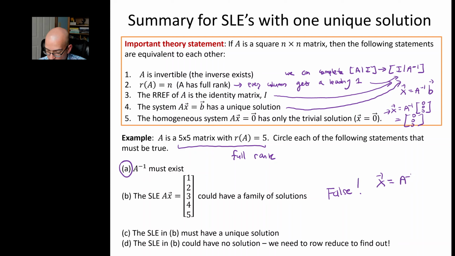X equals A inverse times B. So, unique solution. So not B. C, the SLE in B must have a unique solution. That's true. And D, the SLE in B could have no solution. We need to reduce to find out. Absolutely not.